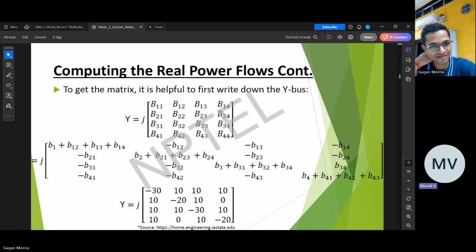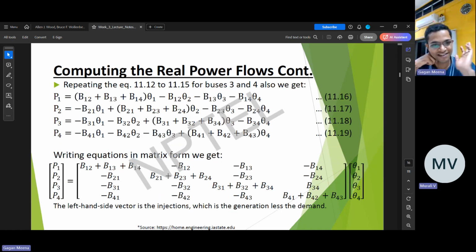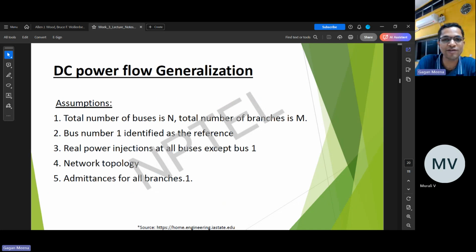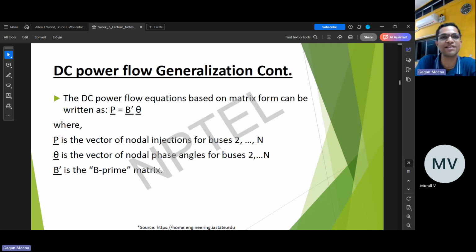Yes, and B22 will be minus 20. But when you write that equation for this DC power flow, B22 should be positive. Yes, correct. So you can see here. That is why one method, which I told you about when we were discussing this in week 3.